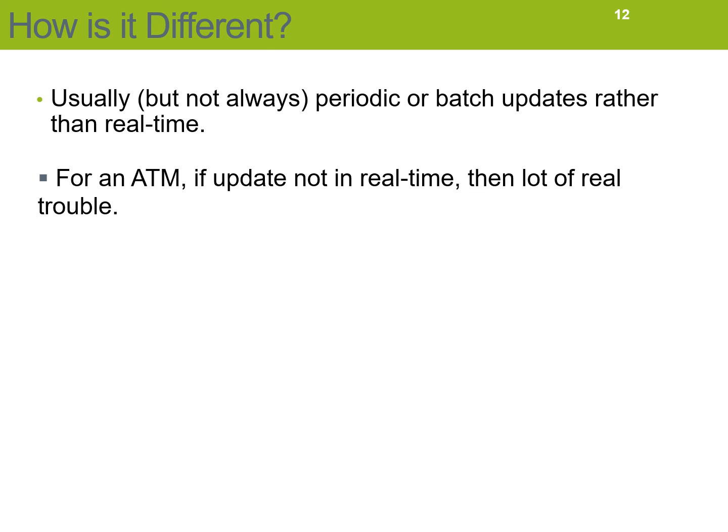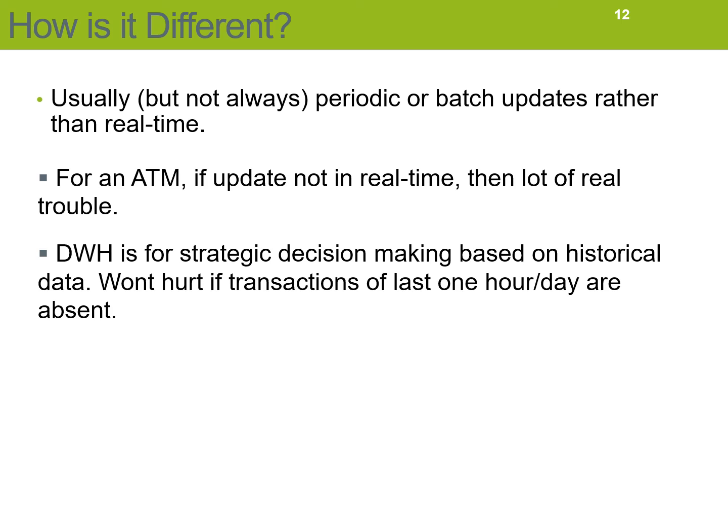How is it different? Usually, but not always, periodic or batch update occurs in a data warehouse rather than real-time update. But for an ATM, if the update is not real-time, then a lot of real trouble will be there. A data warehouse is for strategic decision making based on historical data. It won't hurt if transactions of the last 1 hour are absent. So think about an ATM system.